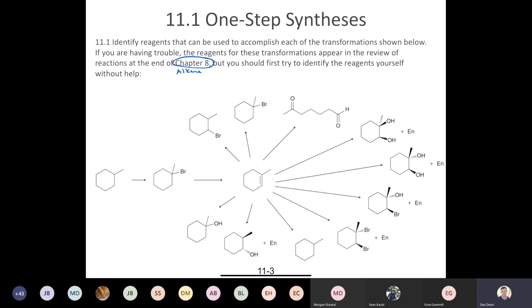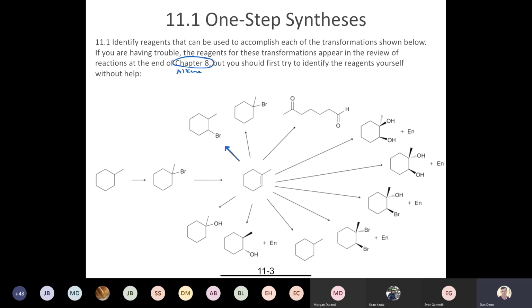So let's start right here. You can see that I'm taking this alkene, which is 1-methylcyclohexene, and I'm adding HBr to that. And where that blue arrow is, can somebody tell me, is that HBr being added in a Markovnikov fashion or an anti-Markovnikov fashion? It's anti-Markovnikov, right? Yeah, this is an anti-Markovnikov addition.